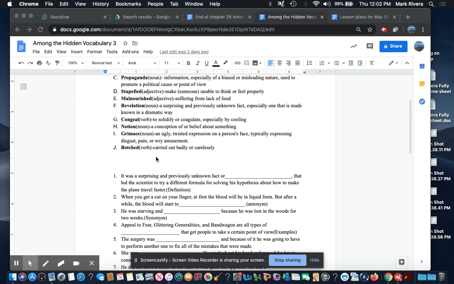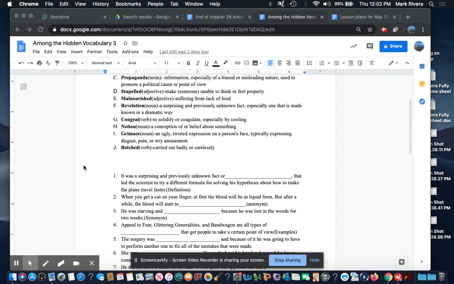The next word here is congeal. That's how it's pronounced. Okay, it's an action word. It means to solidify or coagulate, especially by cooling. A lot of the times when you think of the word congeal, you think of like jello or blood, right? So when blood or jello cools, it hardens.